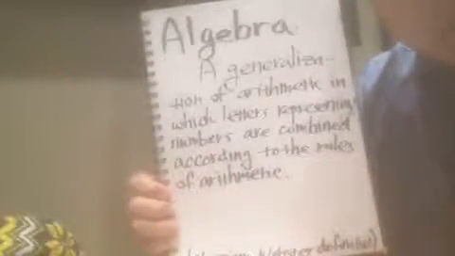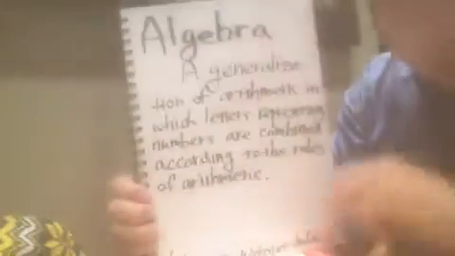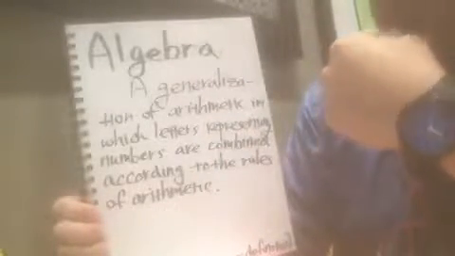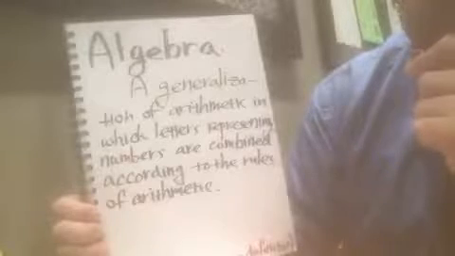Algebra, from the Merriam-Webster definition: a generalization of arithmetic in which letters representing numbers are combined according to the rules of arithmetic. So this is the dictionary definition.